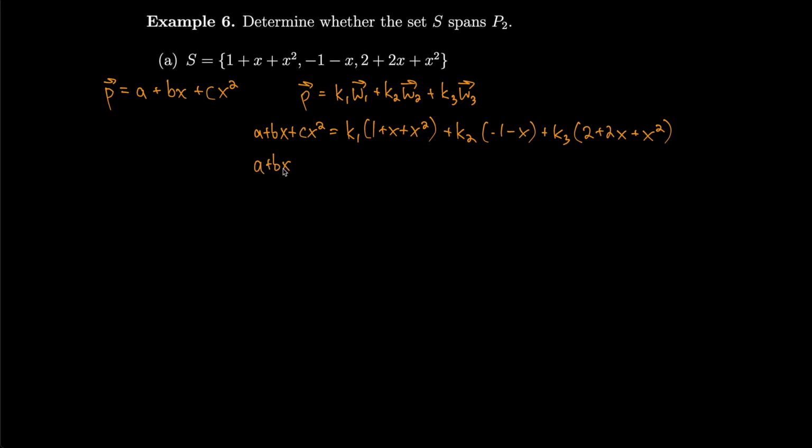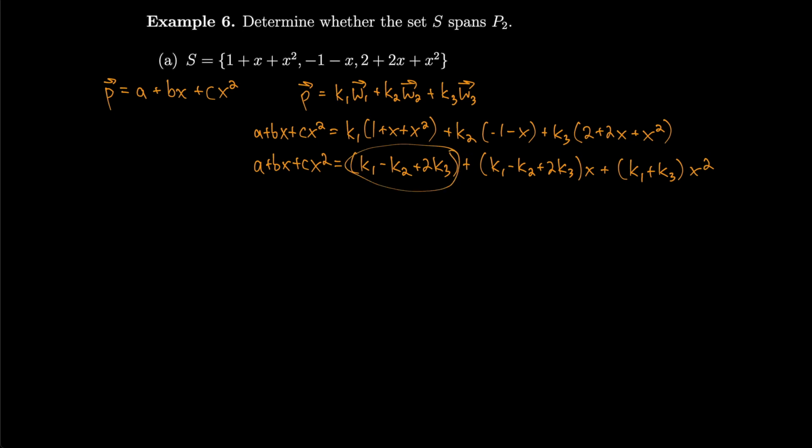Again, I'll distribute everything so that I get a plus bx plus cx squared is equal to (K1 minus K2 plus 2K3) plus (K1 minus K2 plus 2K3) times x plus (K1 plus K3) times x squared. This way I have some coefficient times x to the 0, some coefficient times x to the 1, and some coefficient times x squared.